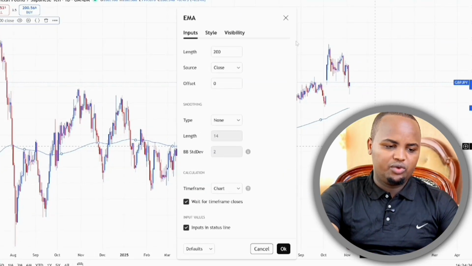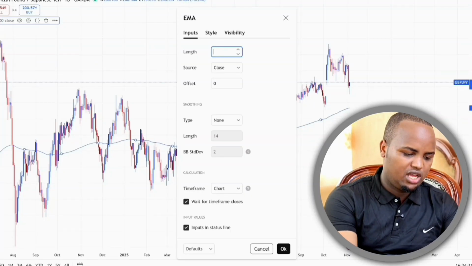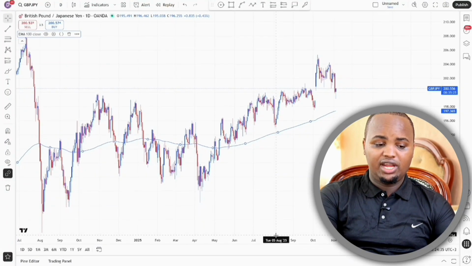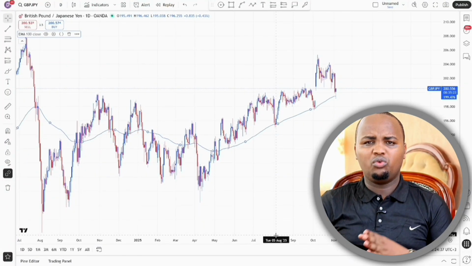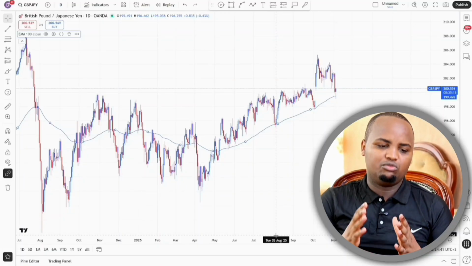Now, you can select any moving average. For example, you can select 200, and sometimes you can click 100. For example, let me select 100. The reason I'm selecting 100 is that you can go with any that works for you. I personally prefer the 100 moving average.